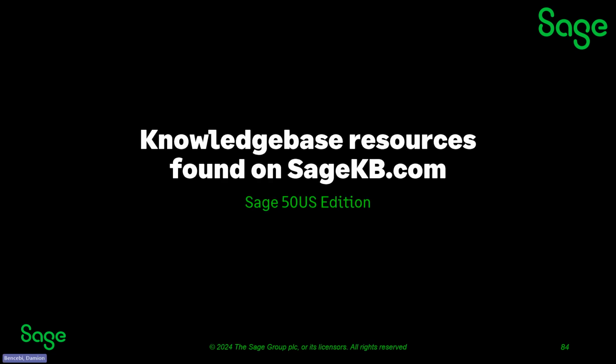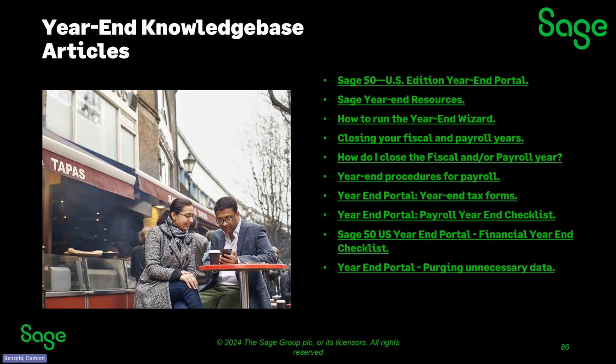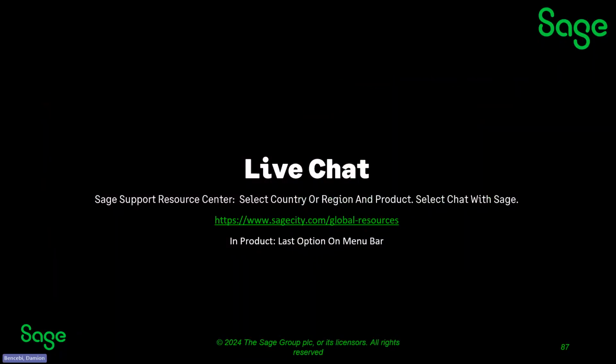I've also included knowledge base resources that you can reference to get more familiar with the topics we discussed in today's presentation. The following are knowledge base articles going over backing up your data and the processing of your payroll tax forms. And these knowledge base articles go over some of the year-end topics discussed today, including information that can be found in our year-end portal. And if you need assistance beyond the knowledge base, don't forget about live chat, which can be accessed through the Sage Support Resource Center or in product.